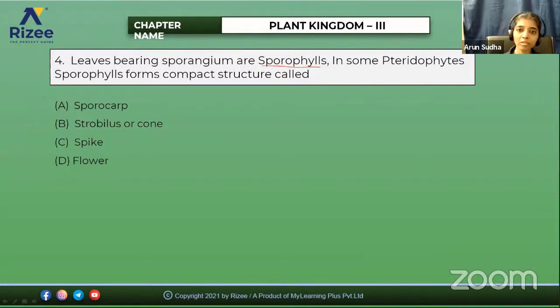Yes, B. Good. They form the strobilus or cone. B is not sporocarp, it's not a spike or the flower.